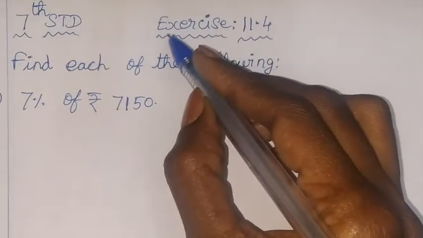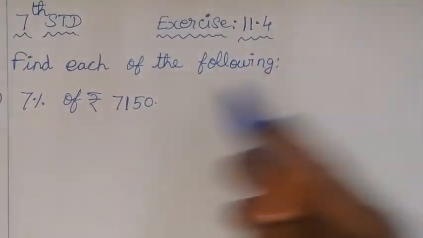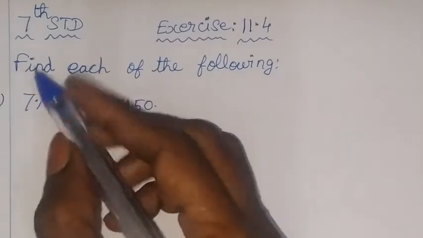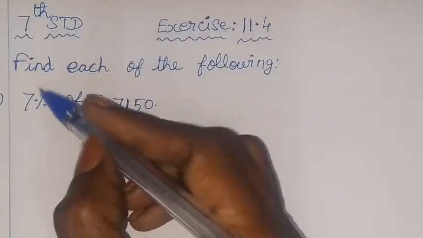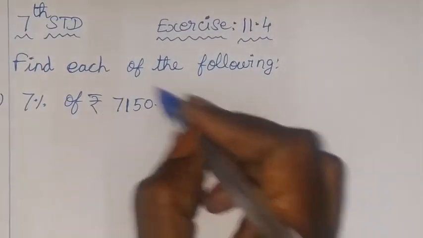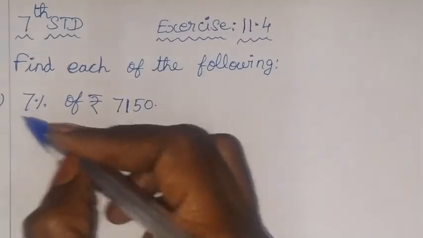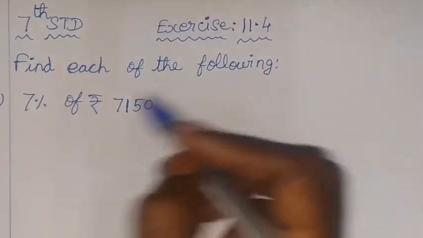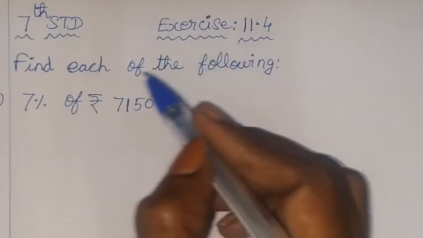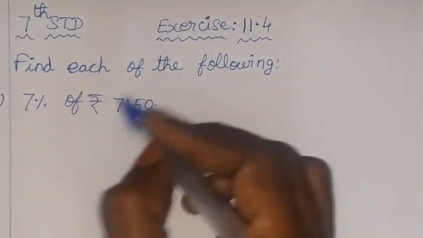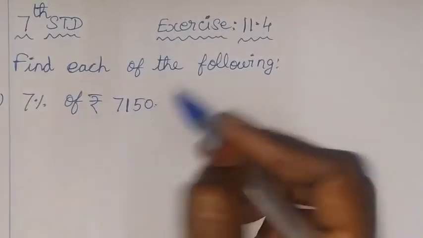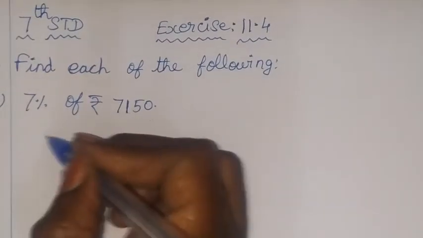Hello children, today we are going to see exercise 11.4. Okay, let's see the first sum. Find each of the following. They have given the total amount and we want to find 7% of this total amount. To find 7% of this amount, we just have to multiply this percentage and the total, that's it.